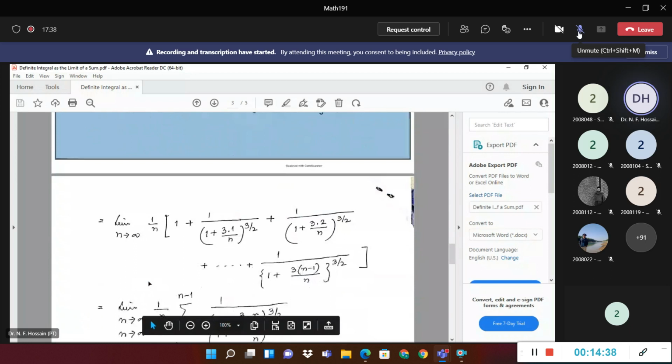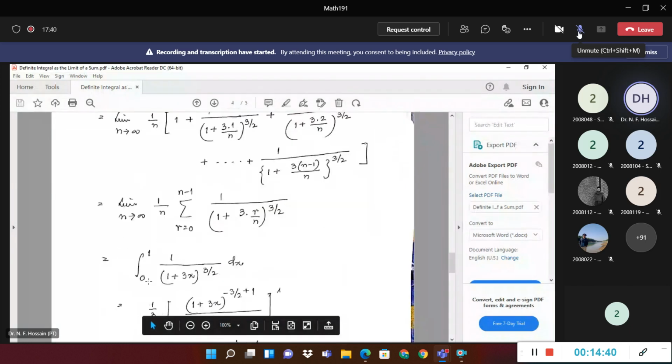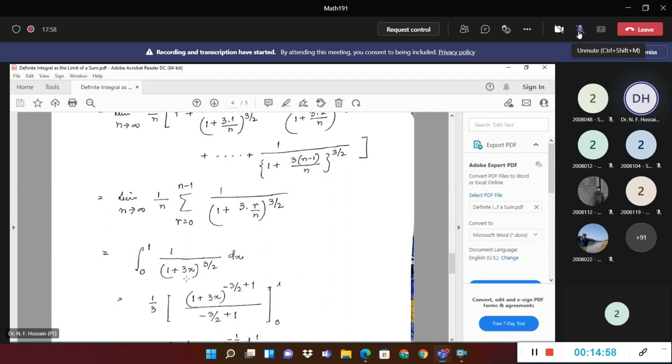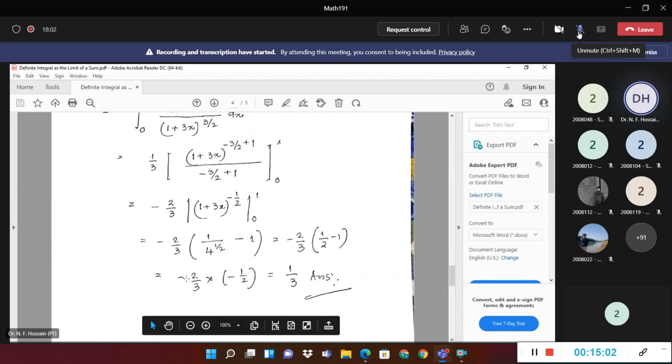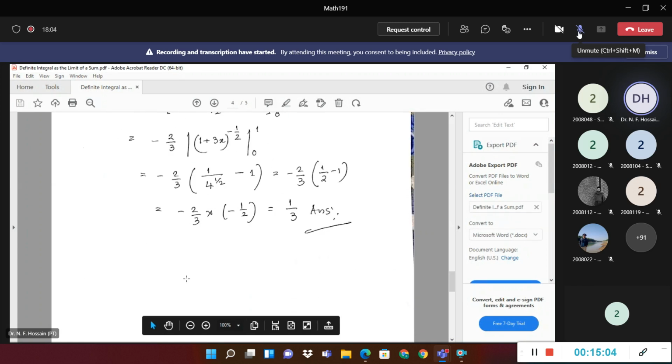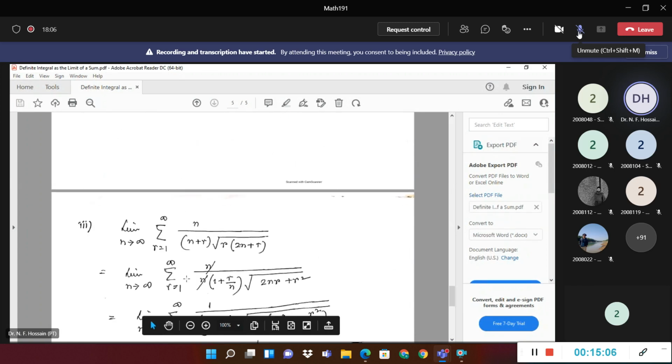So here it is a function of r by n. So it will be integral 0 to 1, 1 over 1 plus 3x whole to the power 3 by 2. So you can directly integrate it. It should be 1 plus 3x whole to the power minus 3 by 2 plus 1 divided by minus 3 by 2 plus 1 and then again divided by 3. And then you use the limit. Then we use the limit and we get the result, which is 1/3.